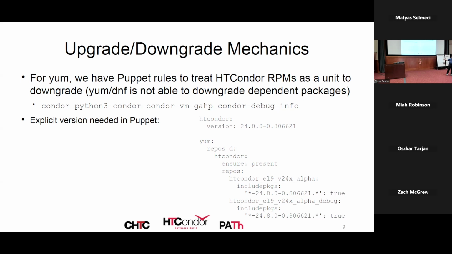And if you just say yum downgrade Condor, yum is not smart enough to say, oh, I'm downgrading Condor, but Python Condor is a newer version and it needs the new version of Condor. No, I can't downgrade. So we have to put some special Puppet code in so that when we do a downgrade, we downgrade them all together at once. And the way that we manage this in Puppet, we actually specify the exact version right down to the build number that we want to install. And then in the repositories, Puppet makes sure that we can only see the packages that match that version number.